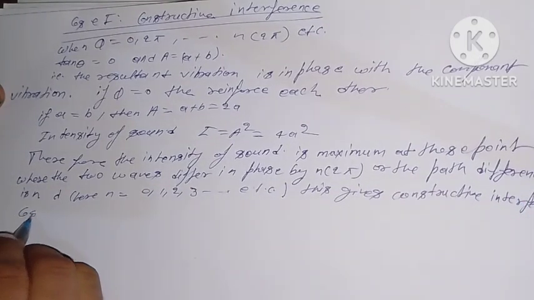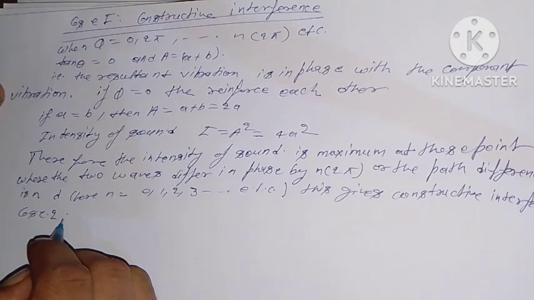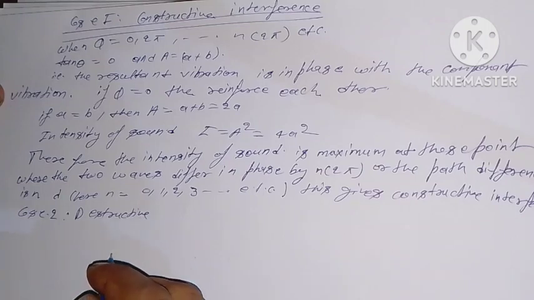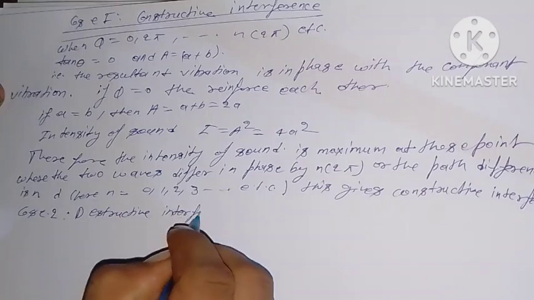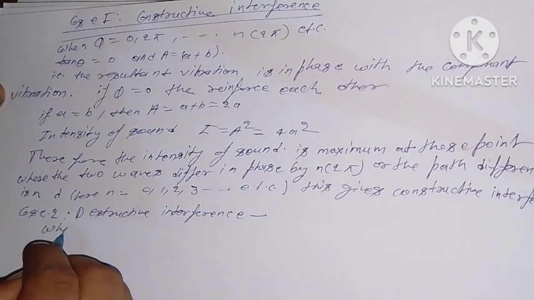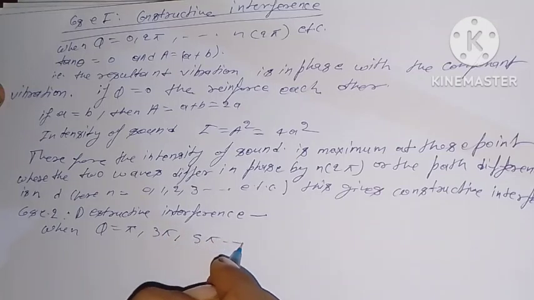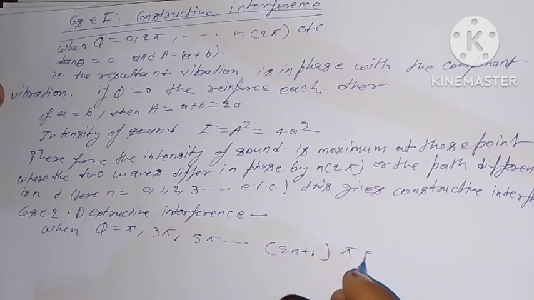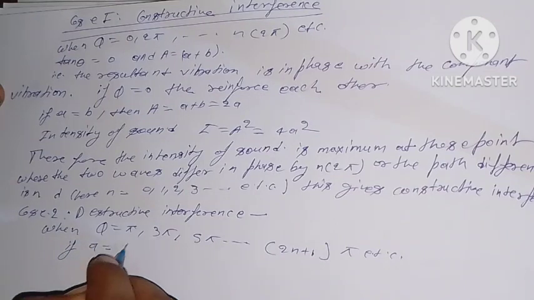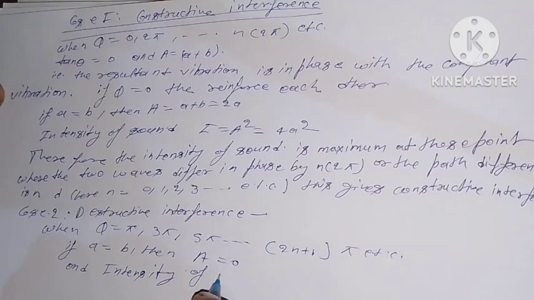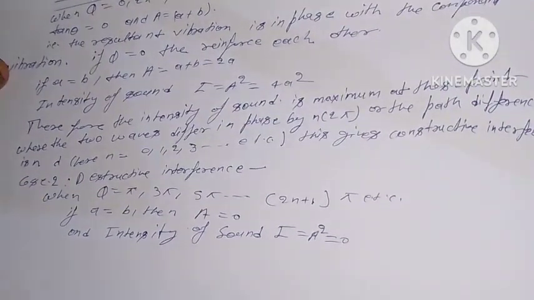Case 2: destructive interference, when phi equal to pi, 3 pi, 5 pi, (2n plus 1) pi, etc. If a equal to b, then capital A equal to 0, and intensity of sound I equal to A square, that is 0. Therefore, the intensity of sound is minimum.